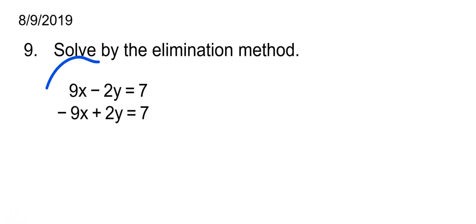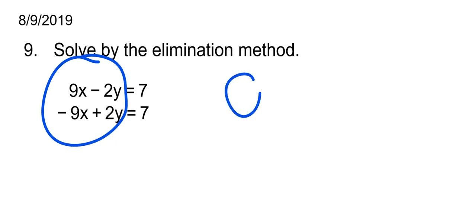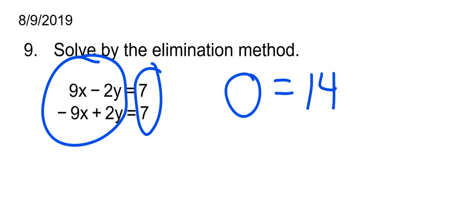So you added them together. What did you get on this left side? You got 0. What did you get when you added 7 and 7 together? 14. I did see a couple of you say 7. Okay, but I'm sure you know.